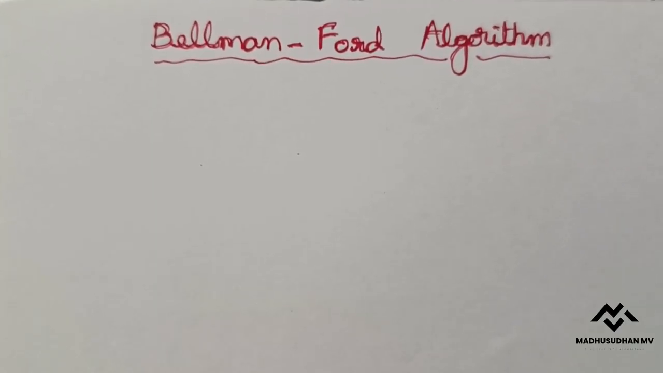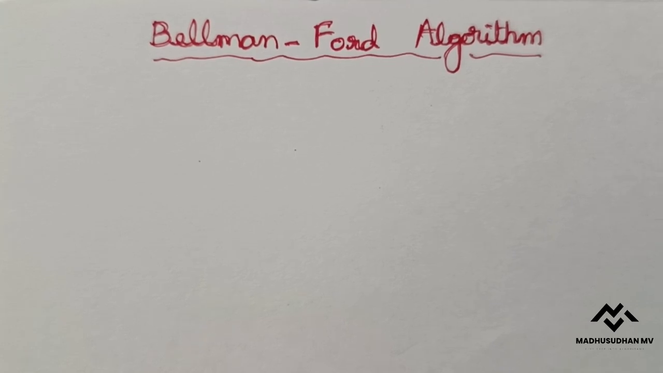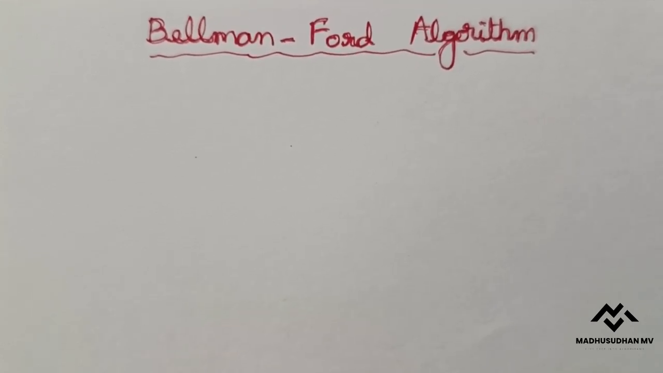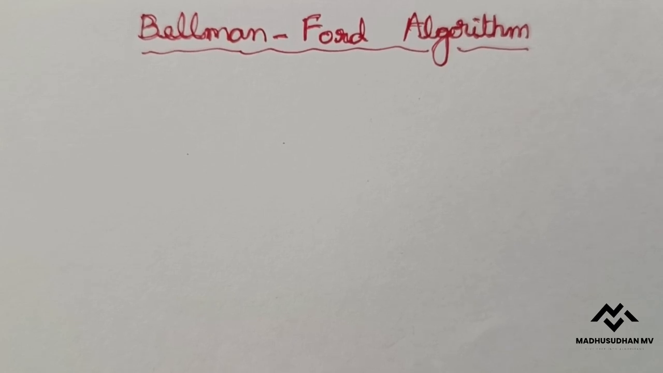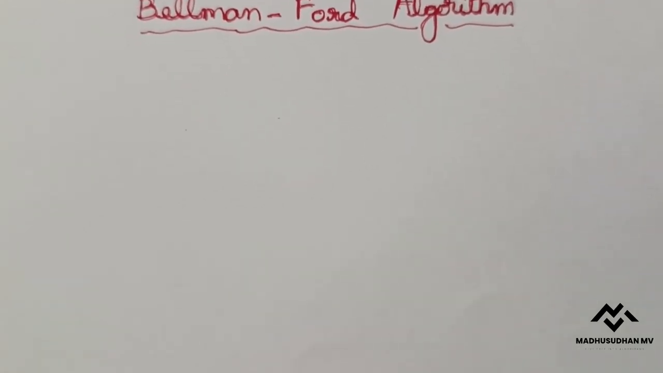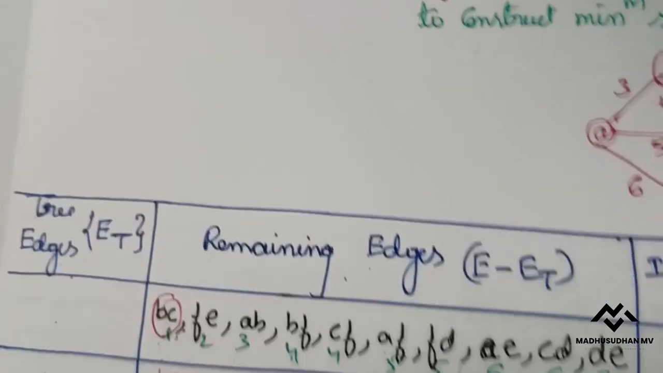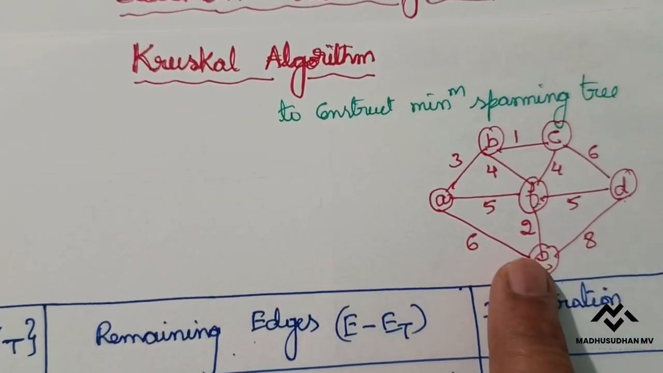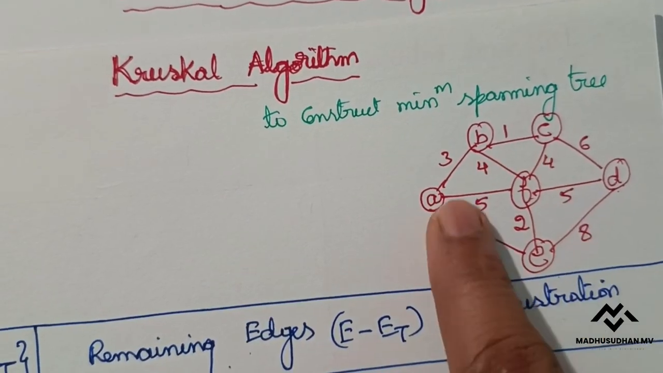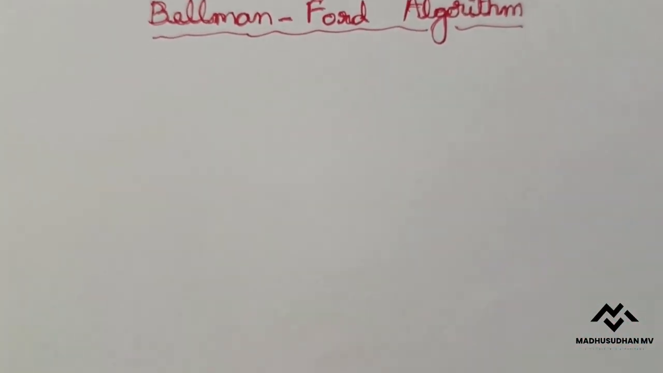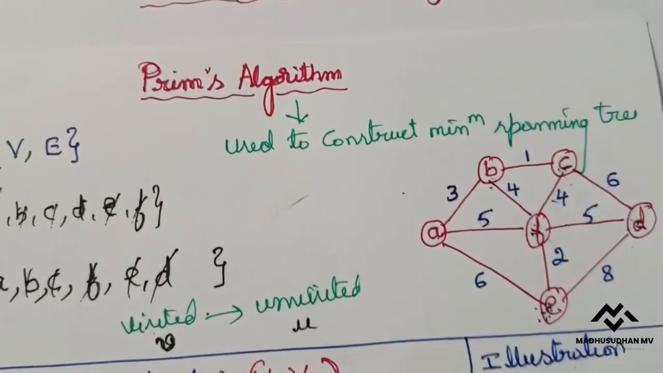Hi everyone. In this video, I'm going to explain the Bellman Ford algorithm. Before that, we discussed many graph related problems, like Prim's and Kruskal. In the Kruskal algorithm, we discussed graphs in which all the weights are positive. In Prim's algorithm too, we discussed a graph related problem.